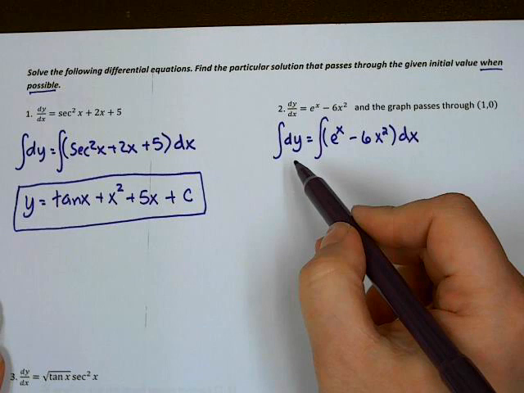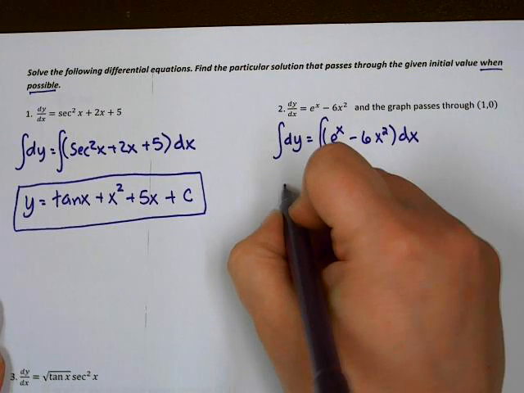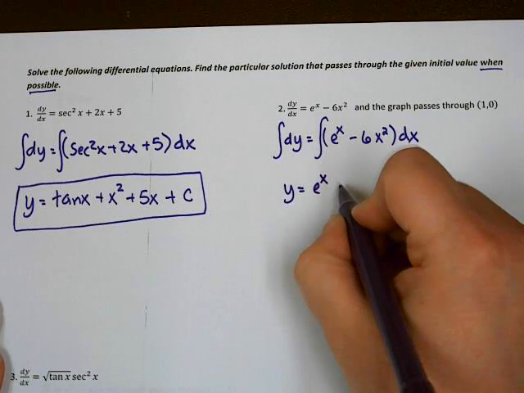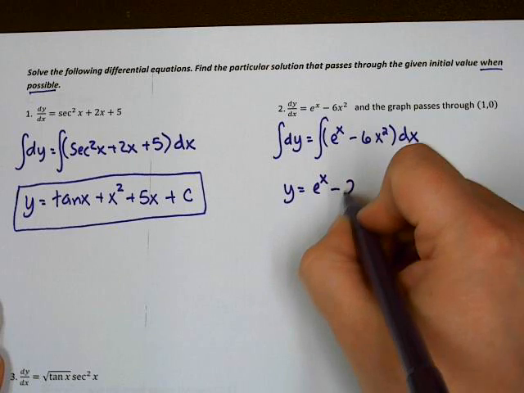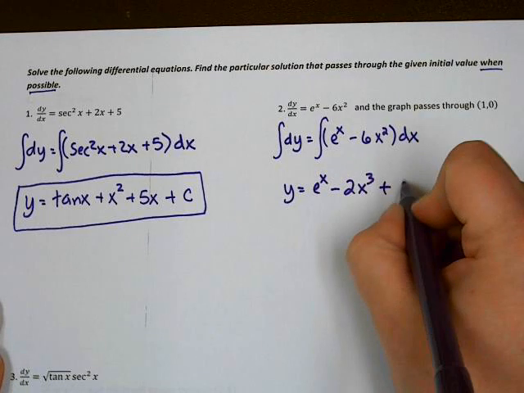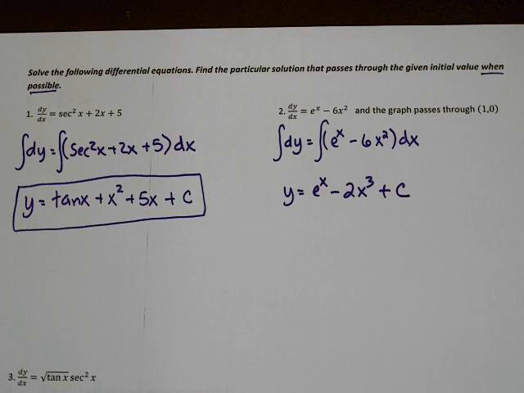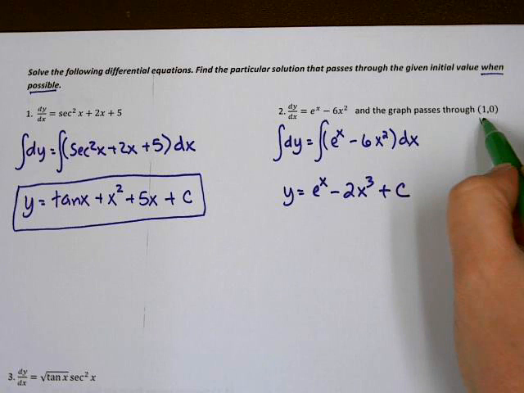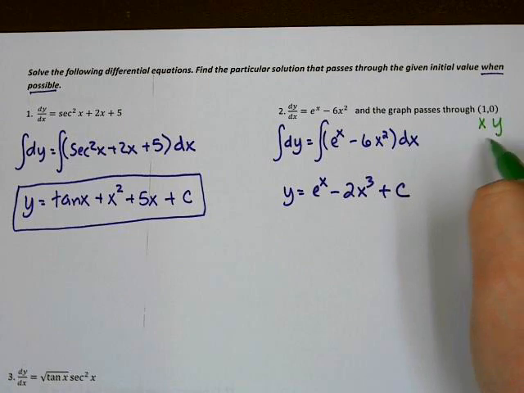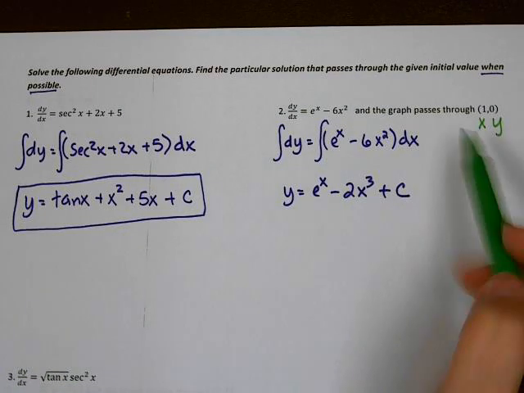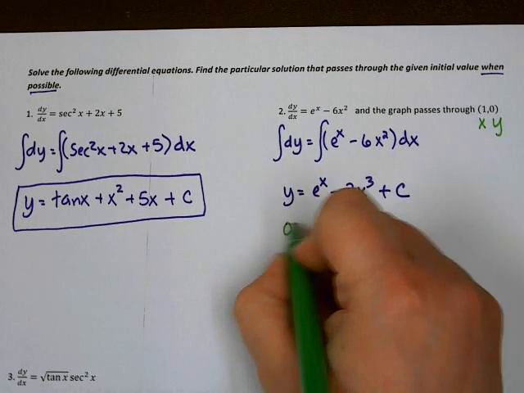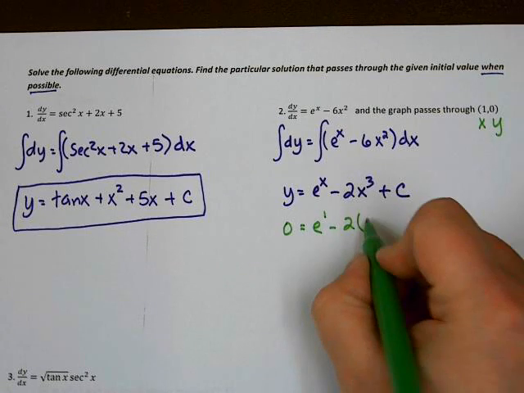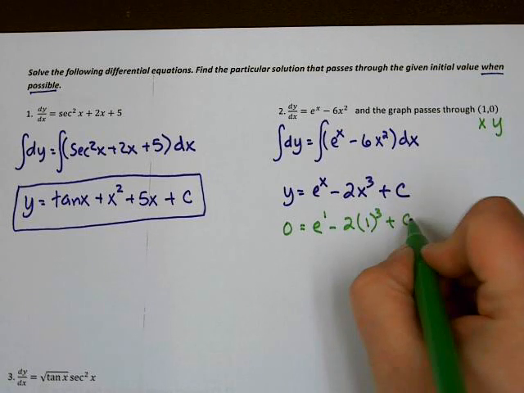So the antiderivative of dy is really just y. The antiderivative of e to the x is e to the x. And then we have minus 2x cubed plus c. Now on this one, we were given an initial value. We were told that it passes through the point (1, 0). So that is our x and our y. So we're going to go ahead and take the y value of 0 and plug it in here. And then it's e to the 1 minus 2 times 1 to the third plus c.